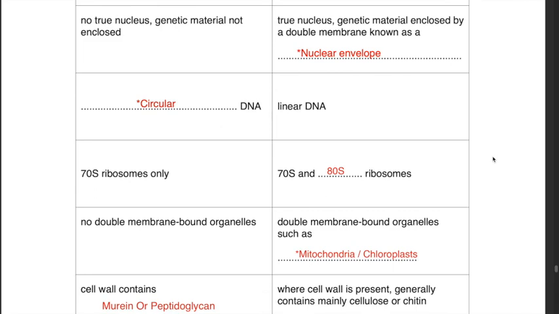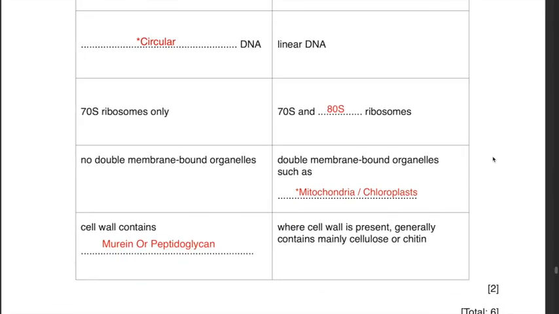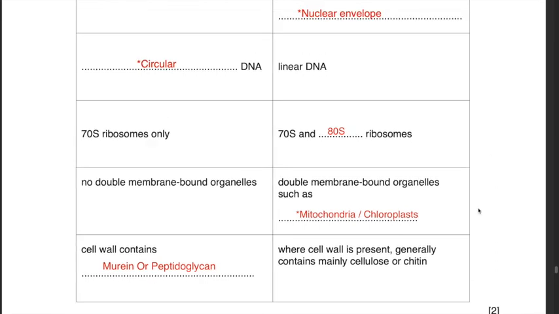Next row, no double membrane bound organelles in prokaryotic cells, whereas in eukaryotic cells there are double membrane bound organelles such as mitochondria or chloroplasts. Then the next row is regarding the cell wall. In eukaryotic cells, if a cell wall is present, it generally contains cellulose or chitin, whereas the cell wall of a prokaryotic cell contains murein or peptidoglycan. Writing these given points over here would earn you your full 2 marks.